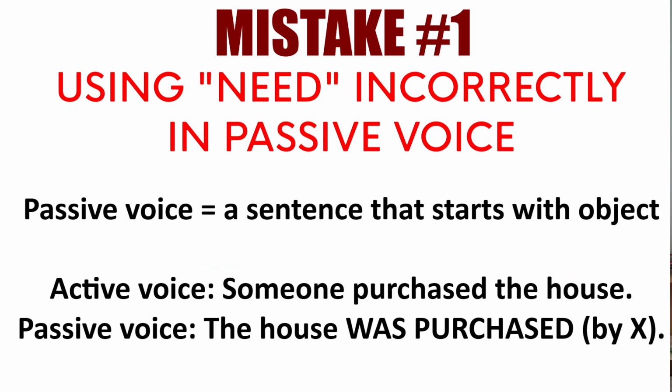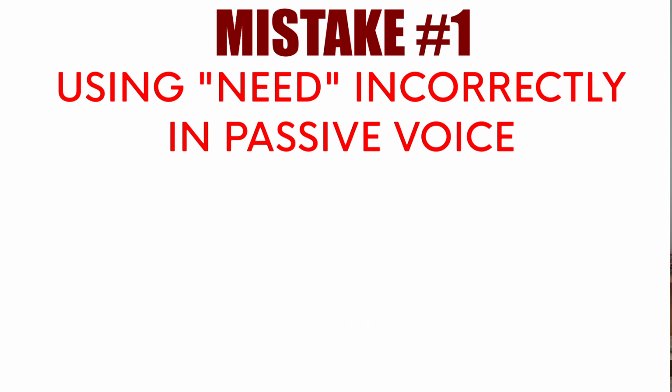Remember, a passive voice is a sentence that starts with an object. For example, someone purchased the house. So someone is the subject, the house is the object. In passive voice, we start with the object. The house was purchased by someone. Now, you can see in passive voice, you will need a be verb.